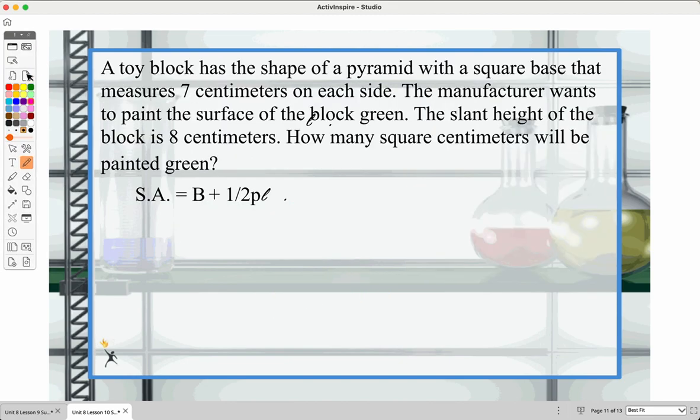The toy block has the shape of a pyramid with a square base that measures 7 centimeters on each side. The manufacturer wants to paint the surface of the block green. The slant height of the block is 8 centimeters. How many square centimeters will be painted green? All right, pause the video and see what you come up with.